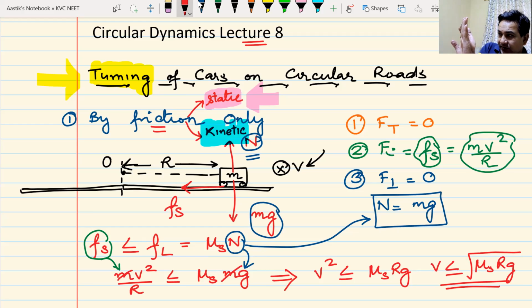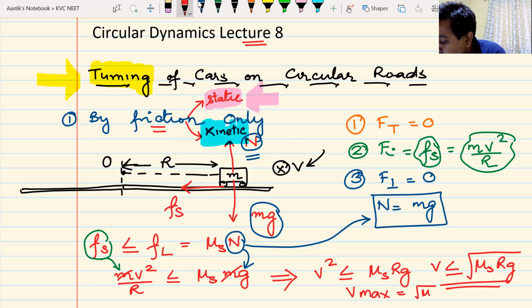Your velocity should be less than a particular number. For example, your velocity should always be less than 10 meter per second. This is 10 meter per second, your limit. Your velocity must be less than 10 meter per second. That means, what is the maximum velocity that you can go? From here, you can find out the maximum velocity. The maximum velocity that you can turn the vehicle is equal to root over mu s.